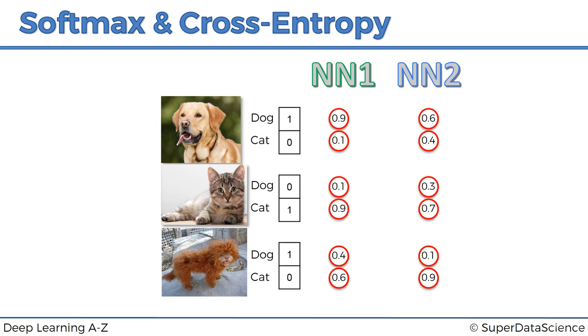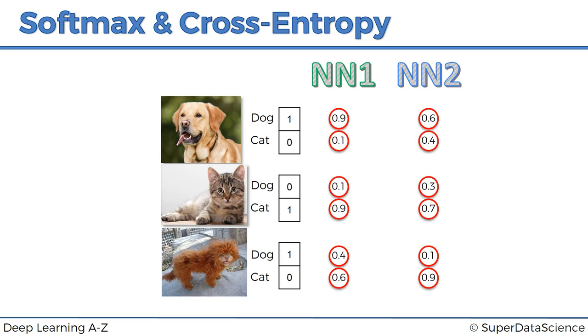So the key here is that even though both networks got it wrong in the last one, throughout all 3 images, neural network 1 was outperforming neural network 2. Even in the last case, it gave dog a 40% chance, as opposed to neural network 2 only giving dog a 10% chance. So neural network 1 is outperforming across the board when compared to neural network 2.